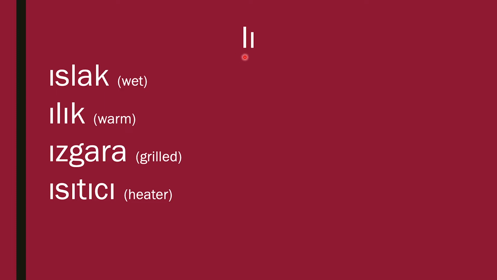Try it a couple of times. Some examples will be ıslak, ılık, ızgara, and ısıtıcı. So ıslak, ılık, ızgara, ısıtıcı.